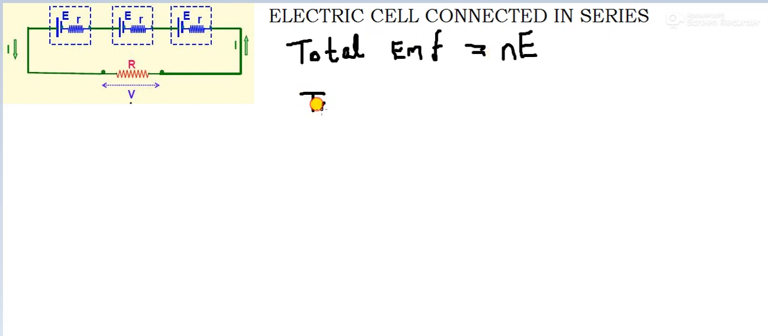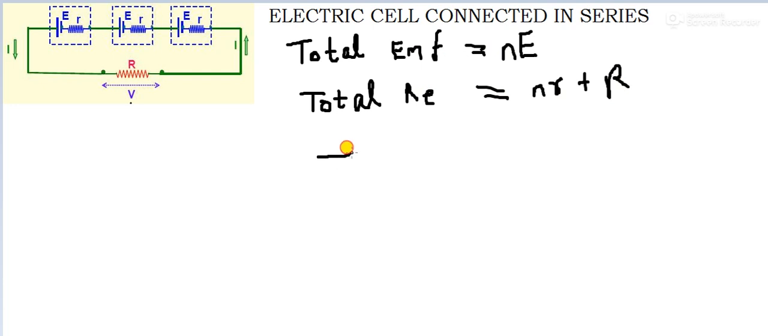Now if you want to find total resistance, as you can see each resistance is in series combination. So total resistance would be R plus R plus R up to n times. It would be nR, plus this capital R is also in series. So total resistance would be nr plus capital R. So for a series combination of electric cells, total EMF would be n times E, and total resistance would be nr plus R.